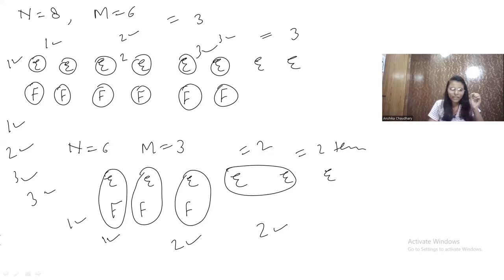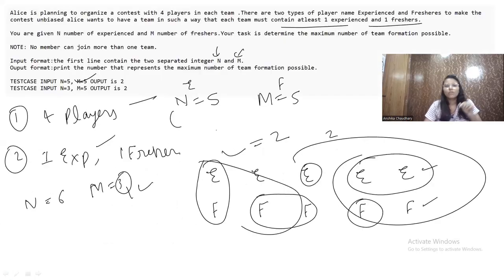2. Now if I conclude, if I add n plus m, 5 plus 5, I will get 10, right? Now a team can contain only 4 players. So if I divide 10 by 4, what will I get? I will get 2 point something, right? But here, as we are using integer data type, we will use only this part, so the possible team will be 2 only, right? Are you getting my point? The possible team will be 2 only.